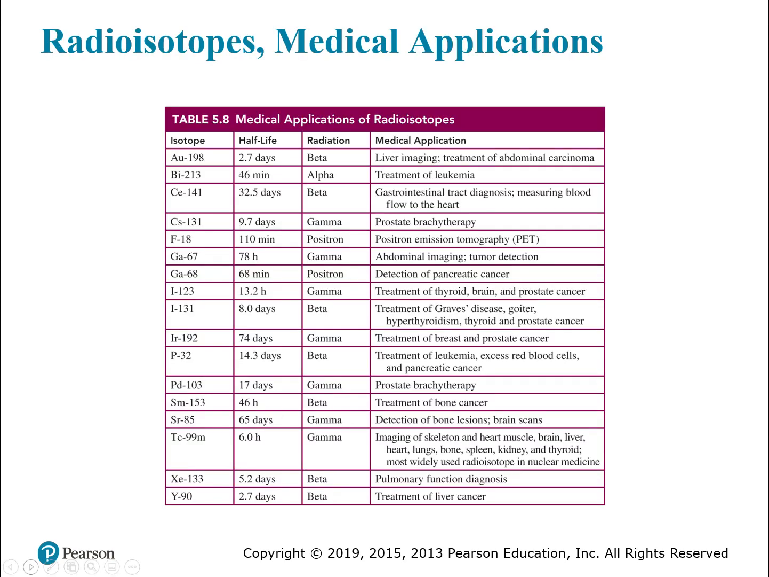This table has all these different types of radioisotopes, what their half-lives are, and medical applications. This table may be helpful to you when you're doing your homework. You may need to use a half-life from here, or you may need to look at some of the different ways in which these isotopes are used. I'm not going to read it to you, but just take note that table 5.8 has medical applications of radioisotopes.